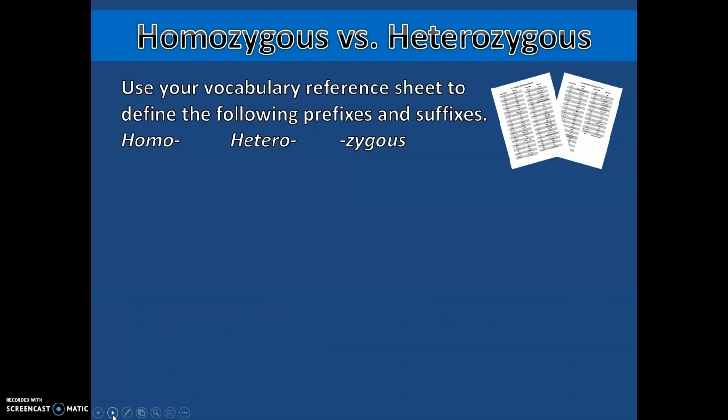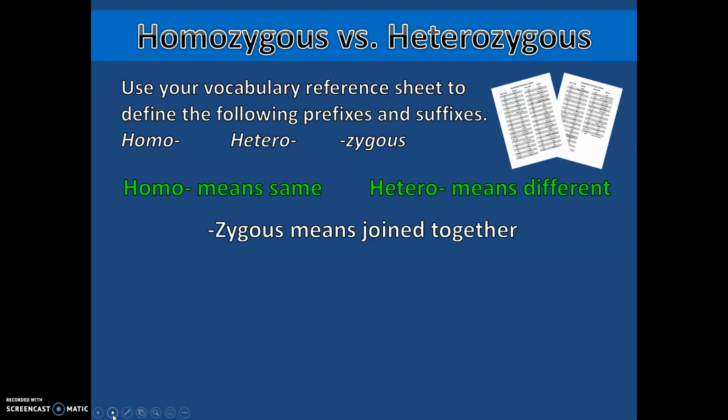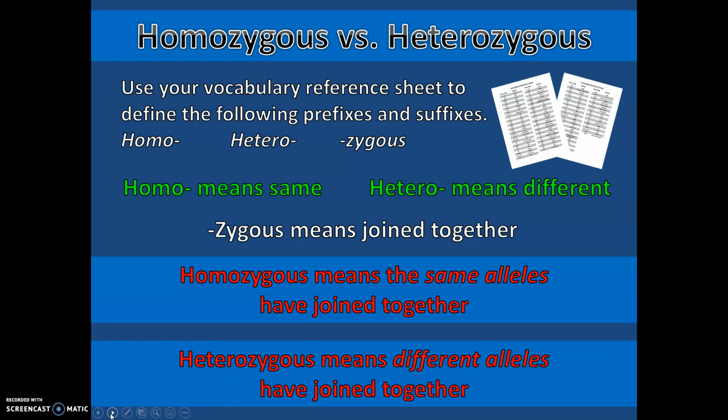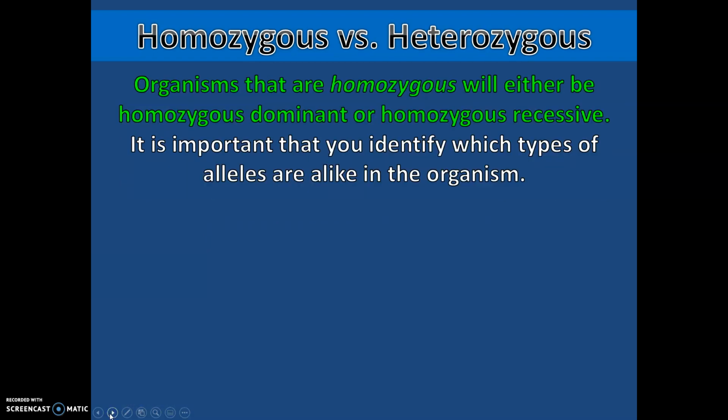So homozygous versus heterozygous. Homo means same, hetero means different, and zygous means joined together. So homozygous means that the same alleles have joined together. Heterozygous means that different alleles have joined together. Organisms that are homozygous will either be homozygous dominant, 2 capital letters, or 2 dominant alleles, or homozygous recessive, 2 lowercase letters, or 2 recessive alleles, and you have to identify which one they are.